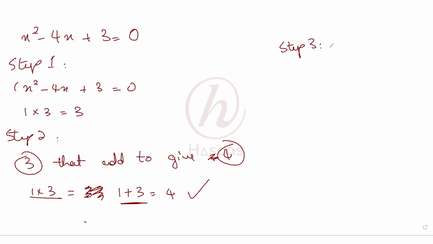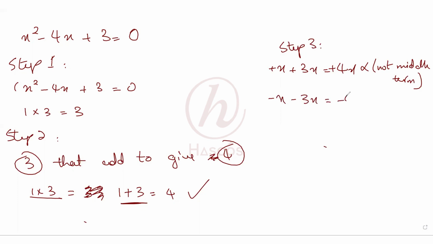Step number 3. We figure out the addition operation. There are two types of addition operation. For 1 and 3 to give us a 4, we are going to have to attach x to it since we need a 4x. So we can either do plus x plus 3x. This is one kind of an addition operation. This is going to give us a positive 4x. This is not our middle term. The other sort of addition operation under the rules of integers is minus x and minus 3x. This gives us a negative 4x. Yes, this is our middle term.